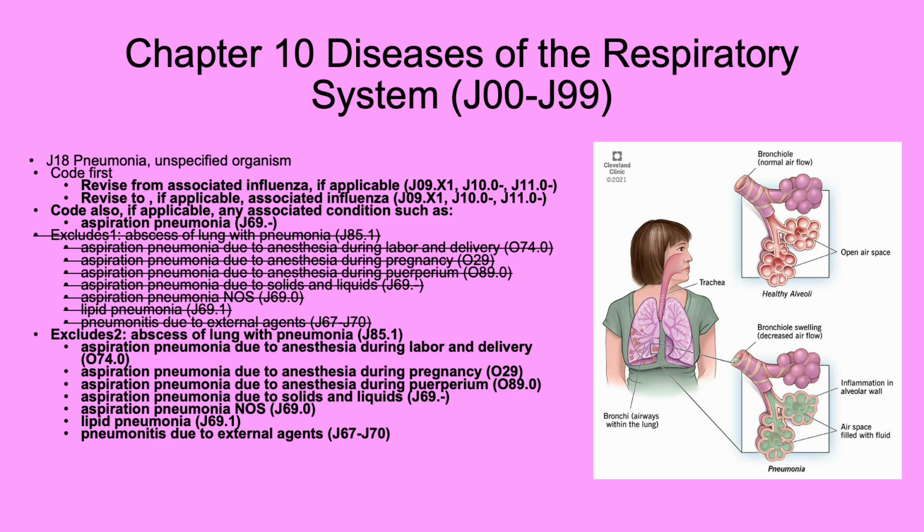Okay, moving on to chapter 10, respiratory system. Again, excludes one changed to an excludes two. Abscess of lung with pneumonia, aspiration pneumonia codes, plus lipid pneumonia and pneumonitis. These were excludes one codes, now they're excludes two. So they can be reported together with J18 codes.